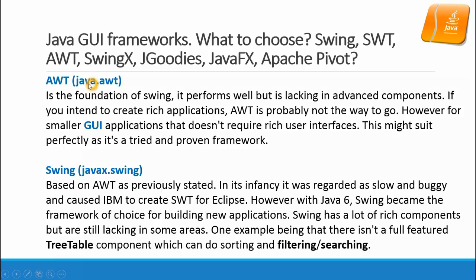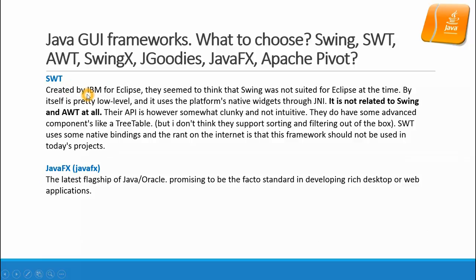And remember, Java AWT is java.awt, Swing is javax.swing, X is for extended. SWT was created by IBM for Eclipse. They seem to think that Swing was not suited for Eclipse at that time.